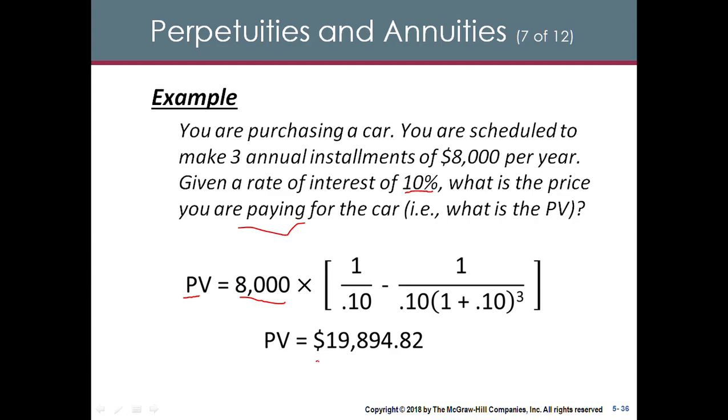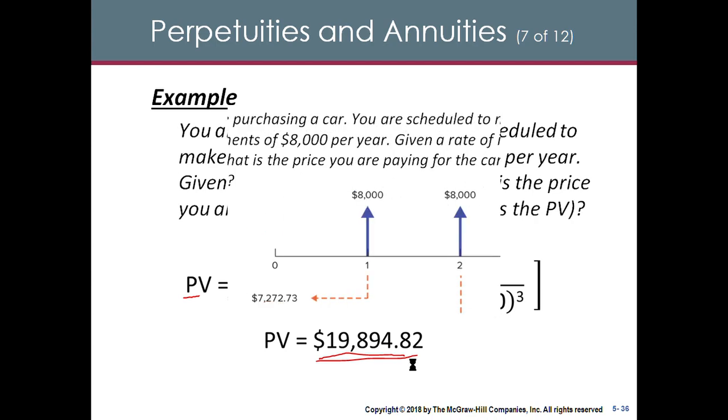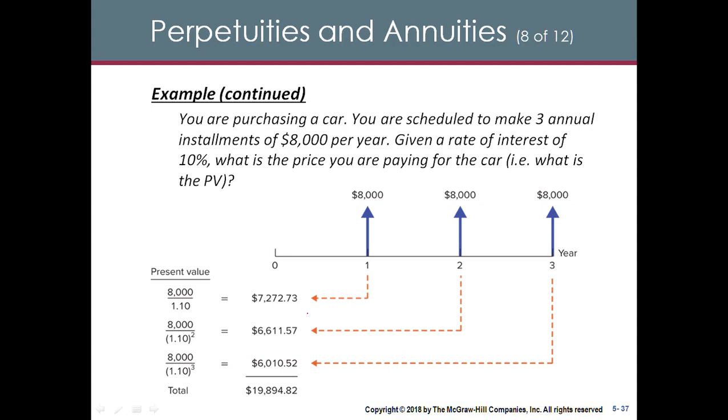And when we solve for it, we receive 19,894. That is the value of all these payments that you make for the next 3 years: 8,000, 8,000, 8,000, and the value of it today is 19,894. Basically what you're doing here is discounting the first 8,000 payment for 1 year, the second 8,000 for 2 years, and the third 8,000 for 3 years. Now instead of doing that individually, we could use the annuity factor to solve for it in one shot. So this is the same answer that we got in the formula in the previous slide.